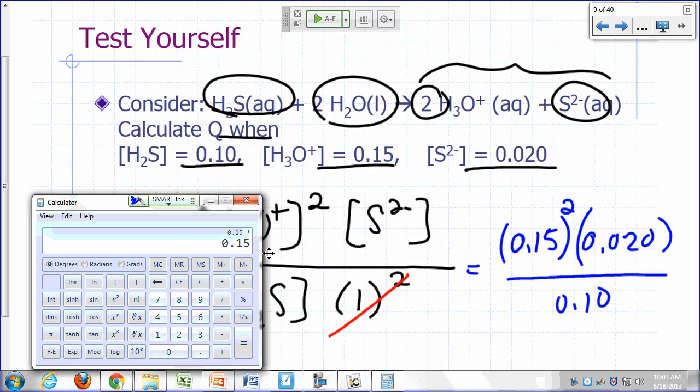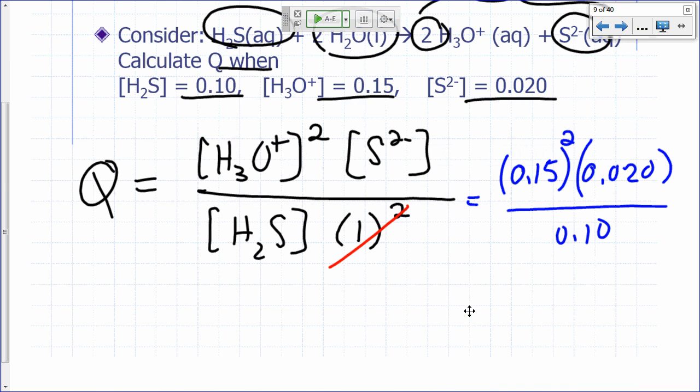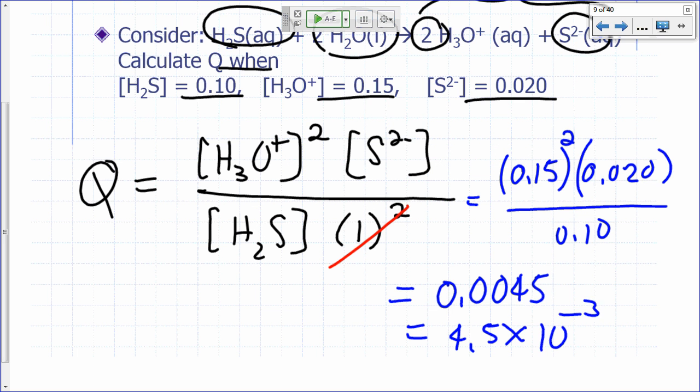Okay. It's going to be 0.15 times 0.15, that makes it a square, times 0.02 divided by 0.1, that's 0.0045. Okay. So our reaction quotient in this particular case is 0.0045, or 4.5 times 10 to the negative 3. And it's a unitless quantity, okay?